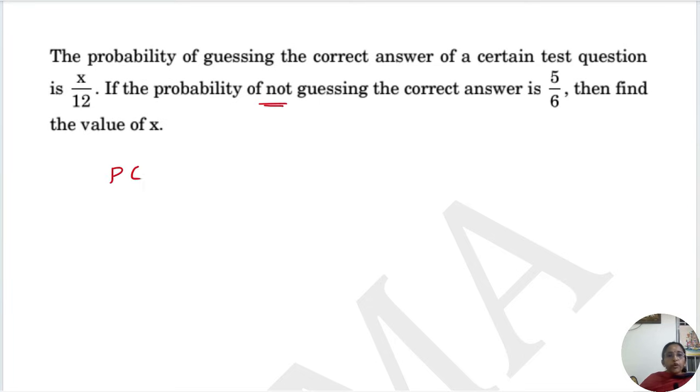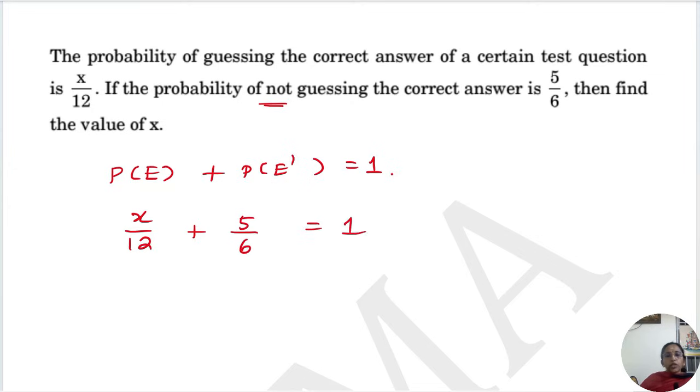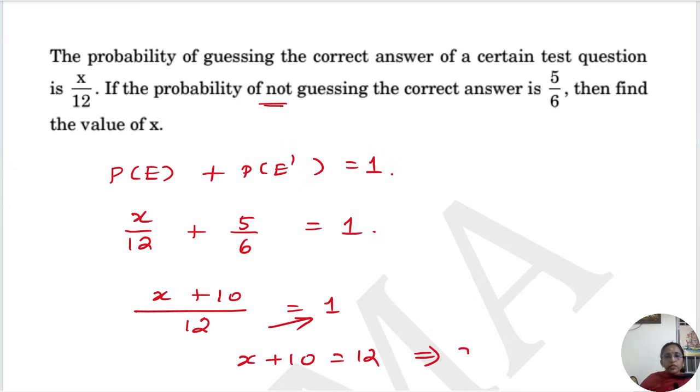So we know the probability of E plus probability of E dash is equal to 1. So here the correct answer is x by 12 and not guessing the correct answer is 5 by 6, so that is equal to 1. So take the LCM over here. So x plus 10 is equal to 12 after cross multiplication. So x is equal to 2. So this is our answer.